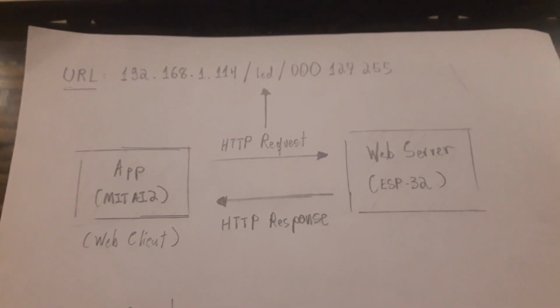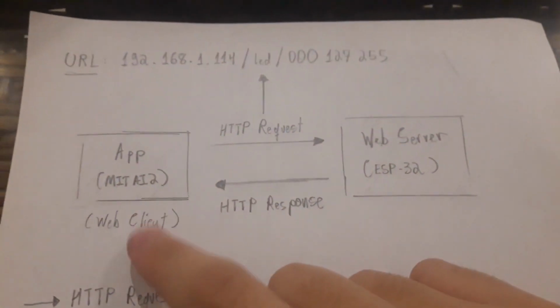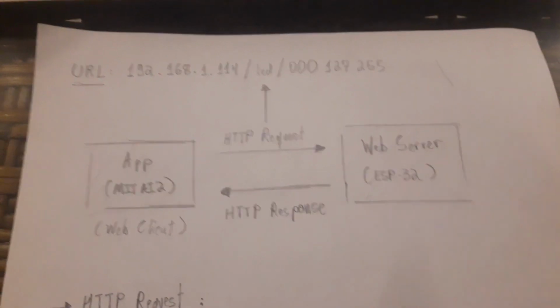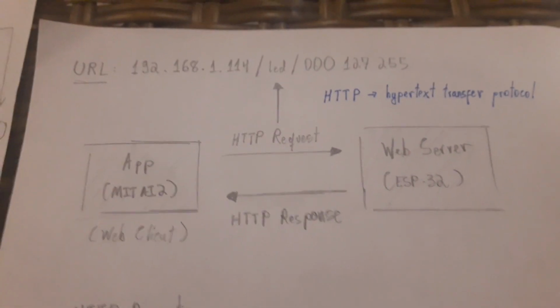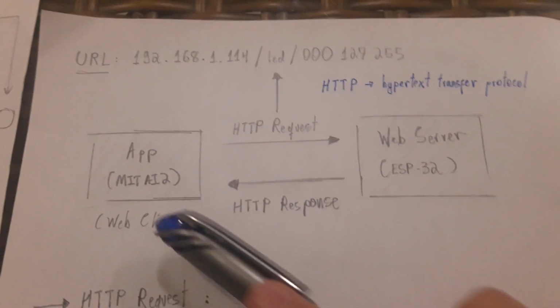All right, so now let's talk more in depth about how we're going to handle the communication between our app, which is going to act as a web client, and our ESP32 board, which is going to act as a web server. And we're going to use something known as HTTP, or Hypertext Transfer Protocol, to handle requests and responses between our web server and our web client.